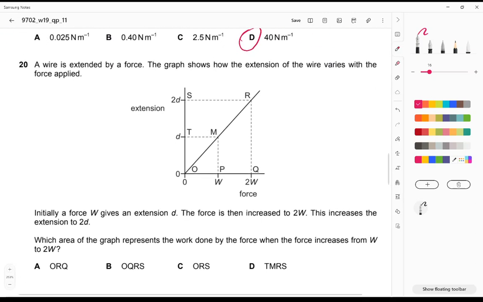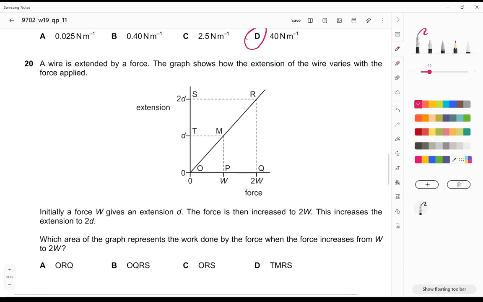Okay, this one. The wire is extended by a force. The graph shows how the extension of the wire varies with the force applied. Initially, a force W gives an extension D. Okay, we can see the D over here. The force is then increased to 2W. Okay, so we go for 2W. This increases the extension to 2D. Which area of the graph represents the work done by the force when the force increases from W to 2W?